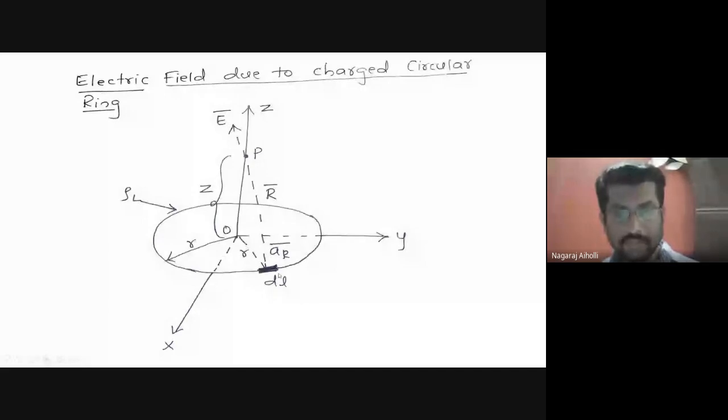Because of this symmetry of the circular ring, for every point charge lying on the circular ring, the effect of that on point P will get cancelled out, because the same effect will be due to the other points on the other side of the xy plane. So their effect will get cancelled out by each other. Hence, we are neglecting this component. The a_r bar component is neglected.